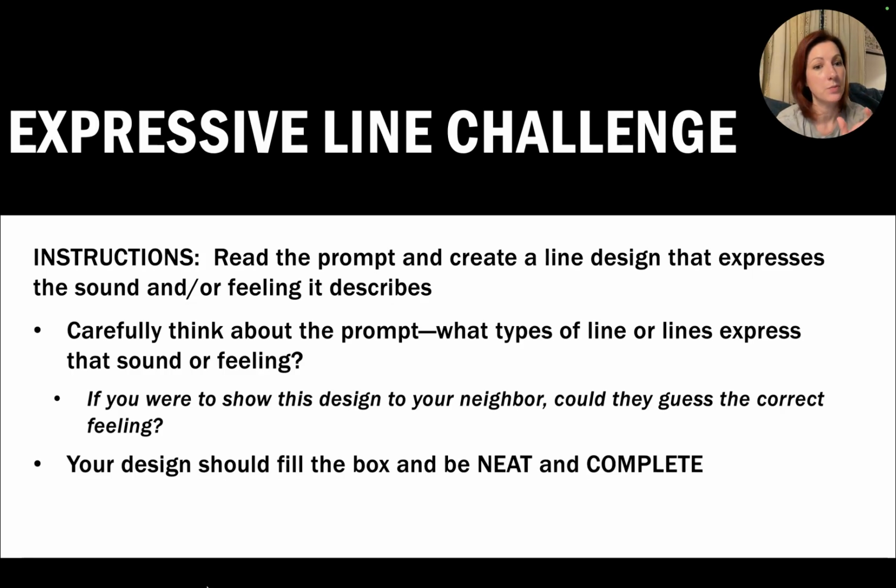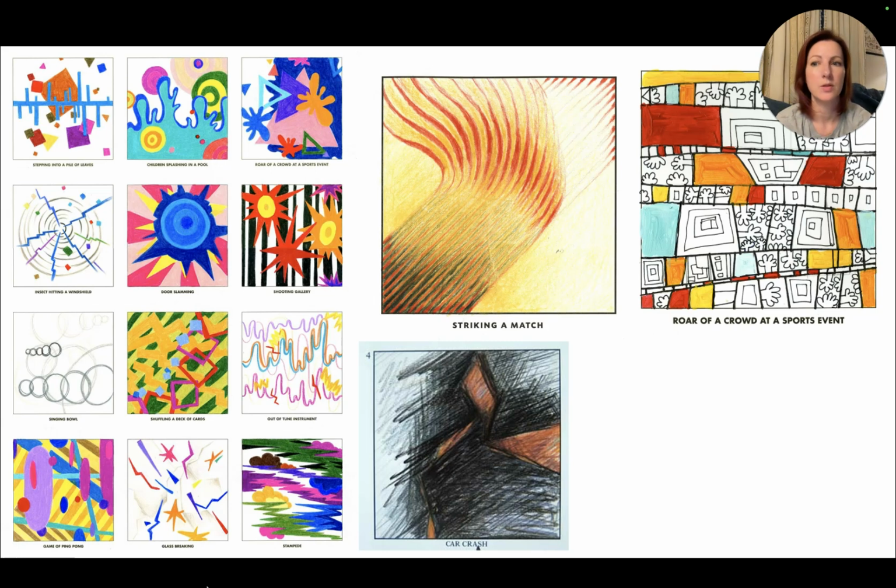Your design should fill the box, be neat and complete. Do not rush this. And here are some examples. I don't want to show them to you too long. We're not going to do color, but I want you to just kind of look at these different types of lines and then kind of see what they're expressing. So for instance, this one is a singing bowl. I have one of those in class. This one is glass breaking, a stampede, a car crash, striking a match, that sound of going so it moves almost in the same direction as you would use your hand.